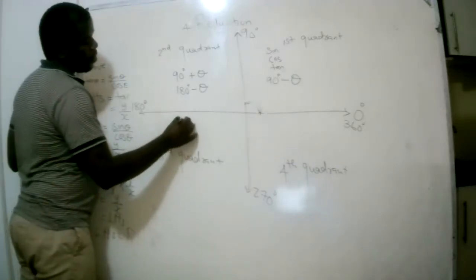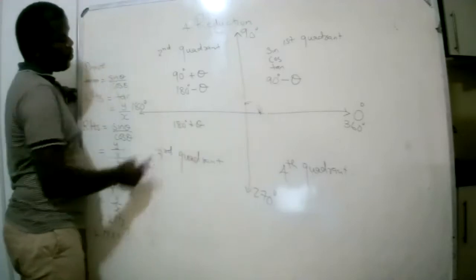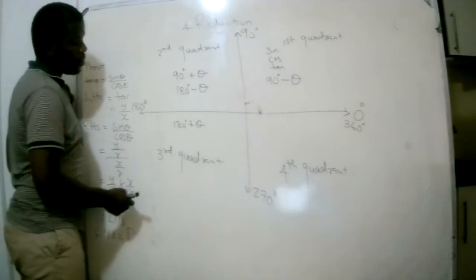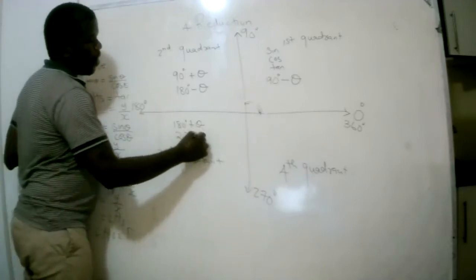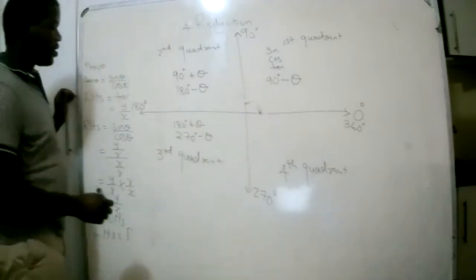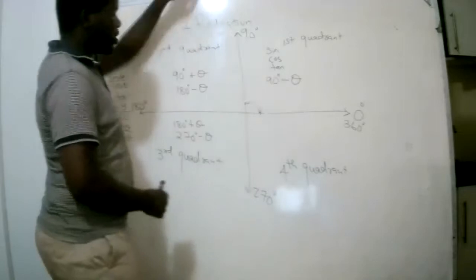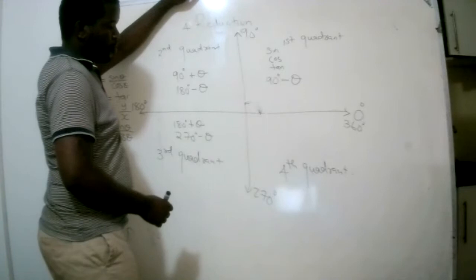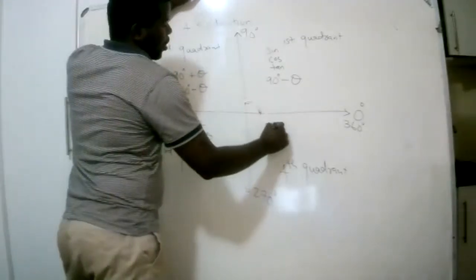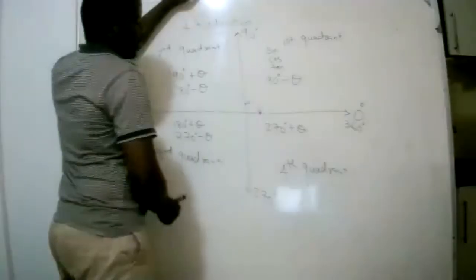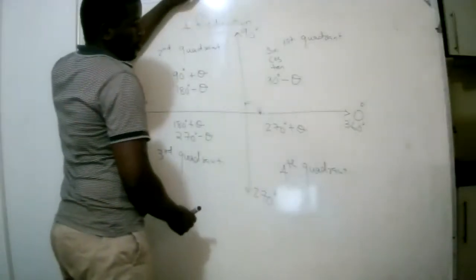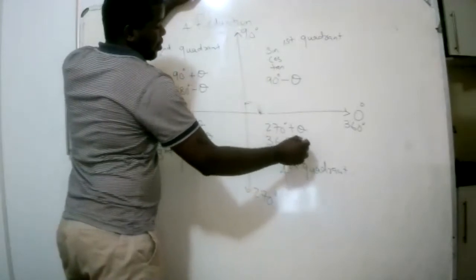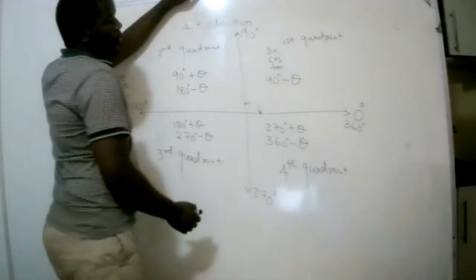180 plus theta. 180 plus theta, very true. And then which other angle do you think we can have? 270 minus theta. Wonderful. I'm very happy to see that you are following. And then on the last quadrant, which angles do you think we can have? 270 plus theta. Is 270 plus theta, and which other one? 360 minus, right? Minus theta.